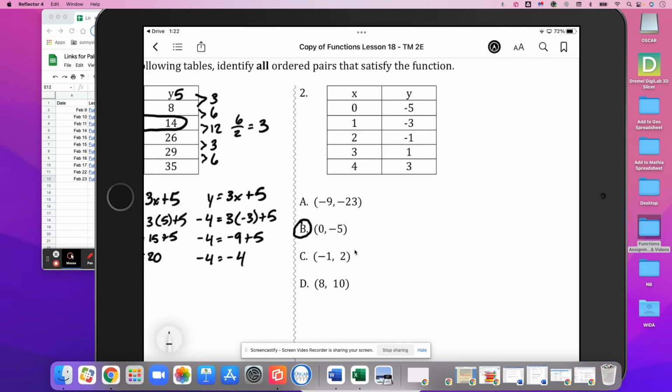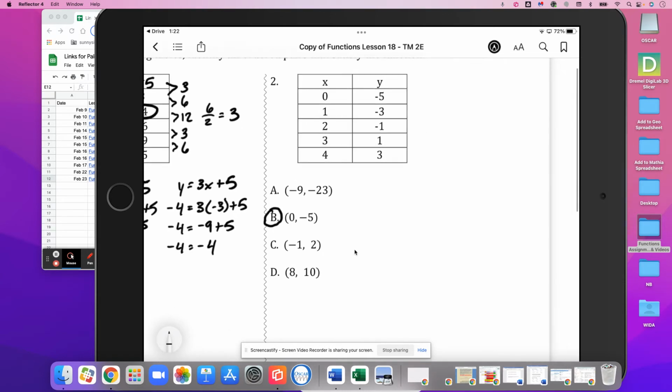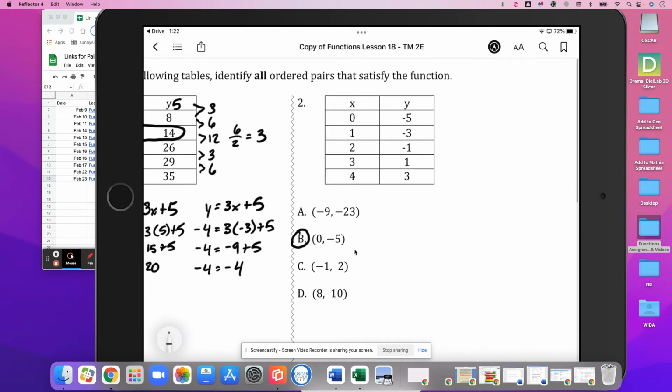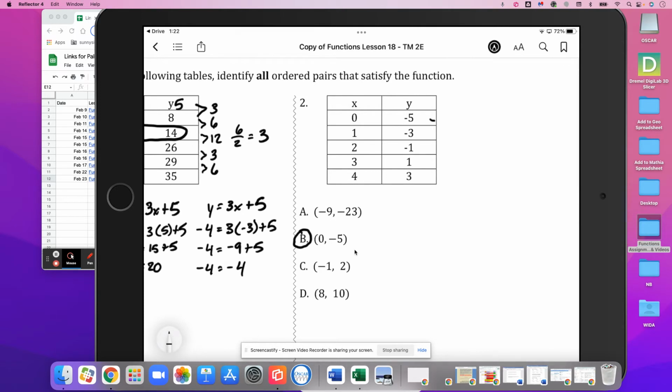I don't see any of these other x values in the table, and I don't see any of those y values in the table either. So I'm going to have to come up with an equation and test all three of those using my equation. To get my equation, we'll run the slope really quickly. Slope is going to be 2 here, 2 here, 2 here, 2 here, and 1, 1, 1, 1. So slope is going to be 2.